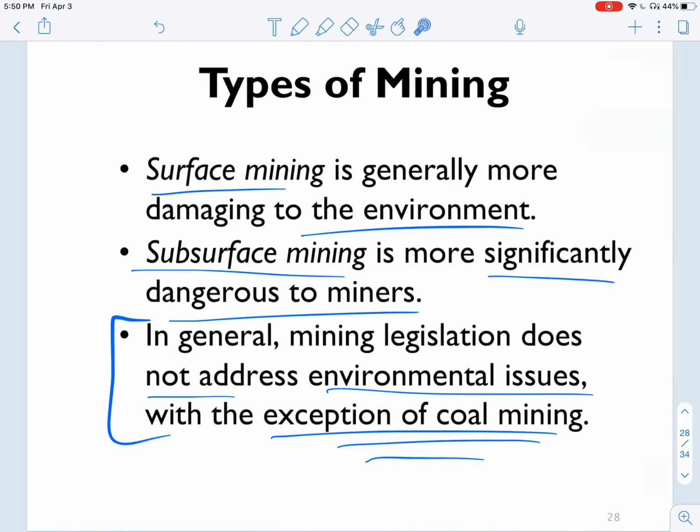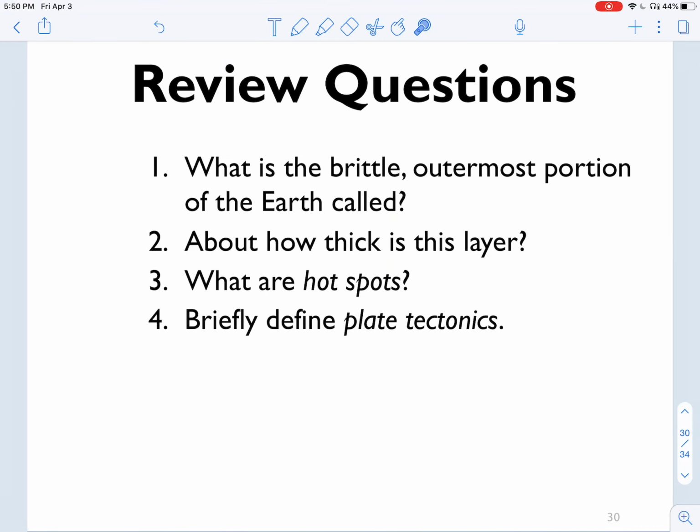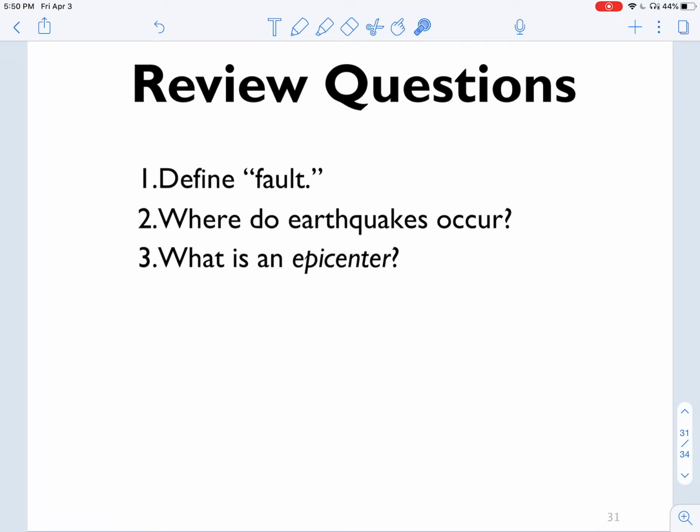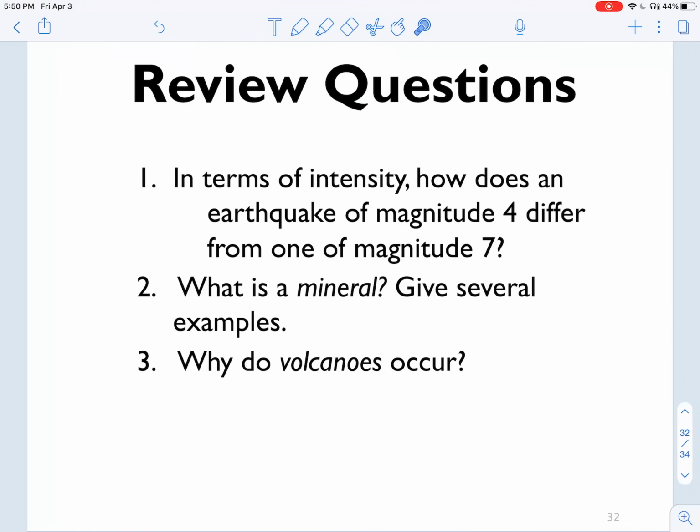And I have all the review questions in the back of here. I'll go through these each just for a second so you can see some of these. This is from the first lecture. Also from the first lecture, what a fault is, where do earthquakes occur, what is an epicenter. We have the Richter scale question. This is kind of like pH, remember. The magnitude is logarithmic. What are minerals?